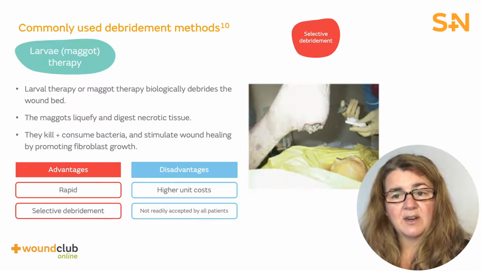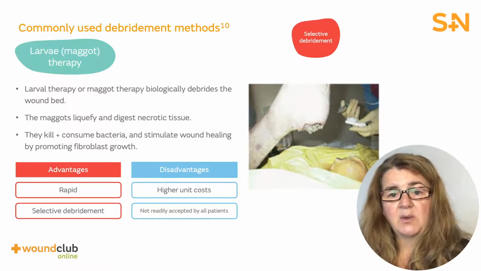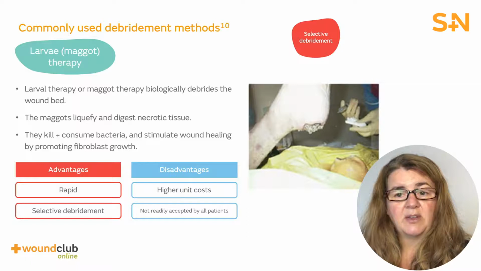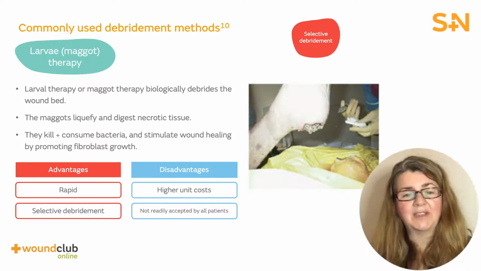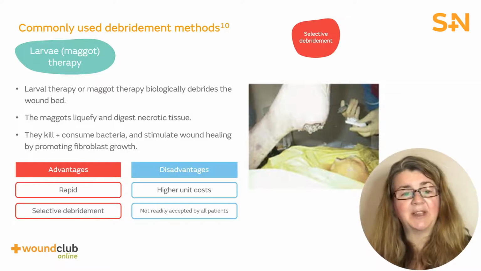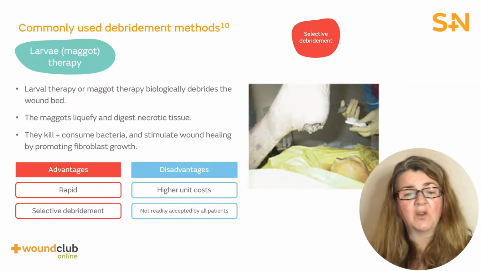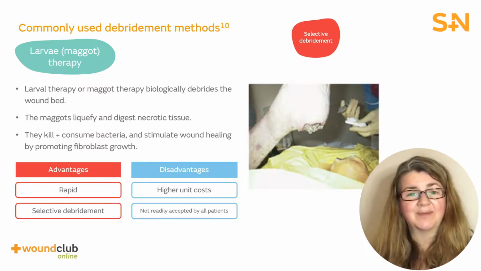Maggot secretions are known to have broad spectrum antimicrobial activity, and a metabolic byproduct of the maggot is ammonia. This has been known to alter the pH of the wound, preventing recolonisation of bacteria. Larval therapy has the ability to rapidly and selectively debride a wound. However, not all patients and clinicians are receptive to the therapy because they think it may be distasteful, and due to the higher unit cost it may be considered expensive compared to other selective debridement options.